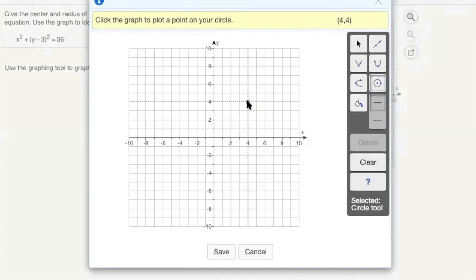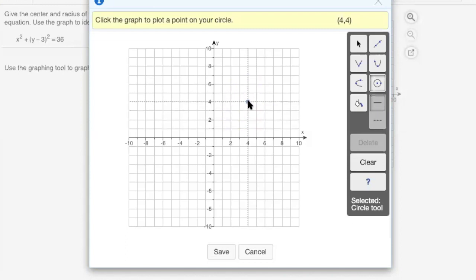Now let's suppose that this is supposed to be a circle with a radius of 3 units. I'm located at the point 4, 4. So if I want my radius to be 3 units, I would go 1, 2, 3 in any direction, up, down, left, or right. So I can go this direction, but notice I get the same circle if I go to the right. I get the same circle if I go up. I get the same circle if I go down.